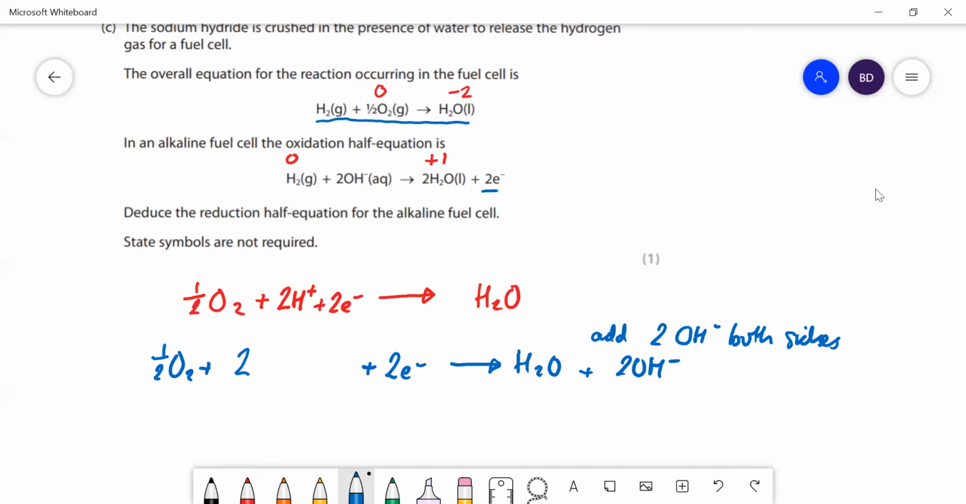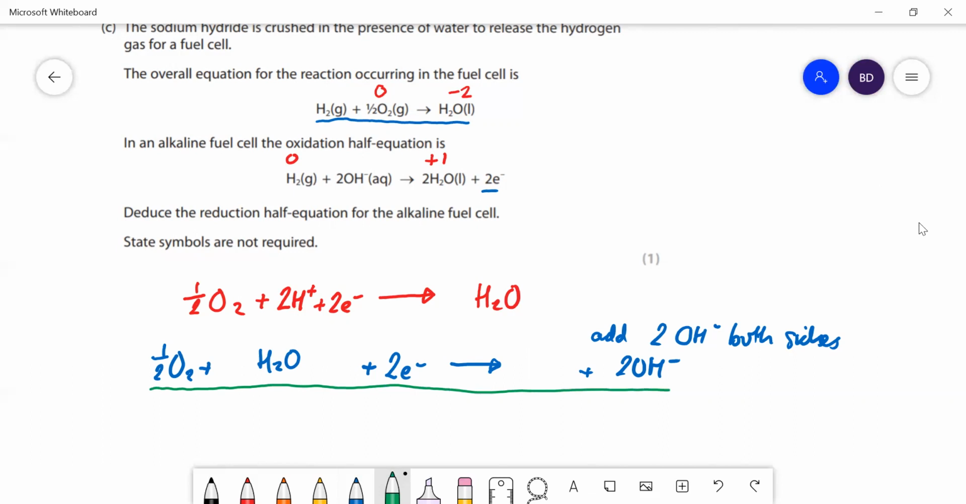So that's plus 2H2O. Now we've got H2O on both sides of the equation, so we can get rid of that H2O and turn that into 2, just one H2O, and that is our half equation. That is the answer we want. That's it there. Okay, that's the way I do it.